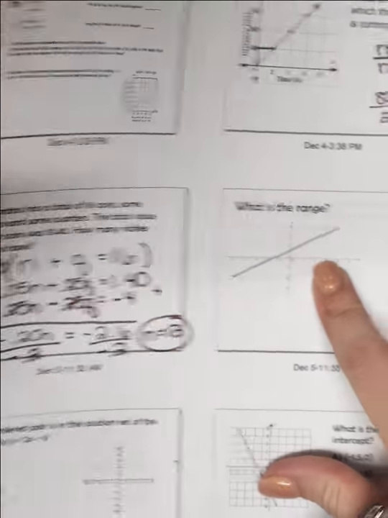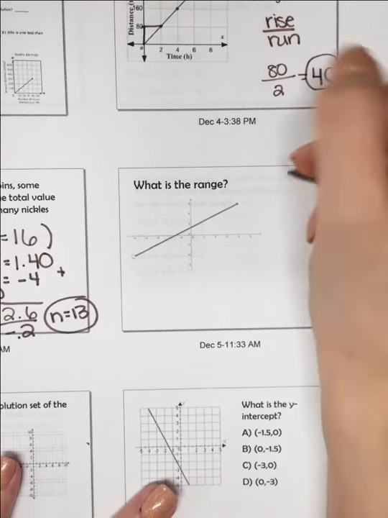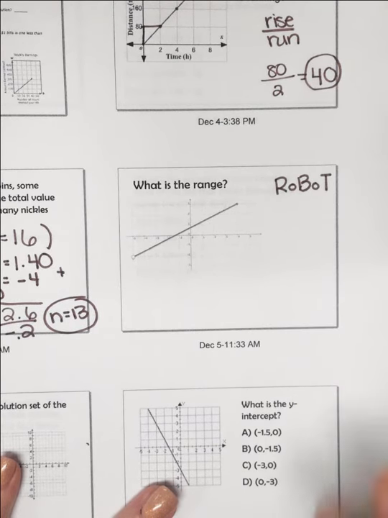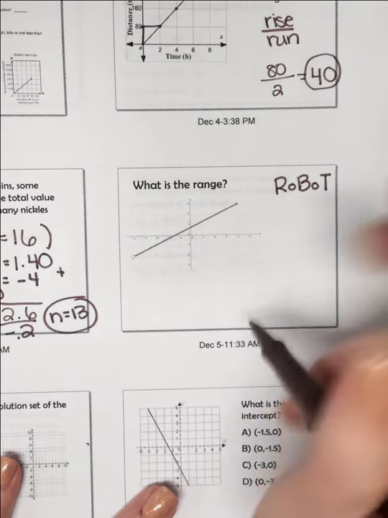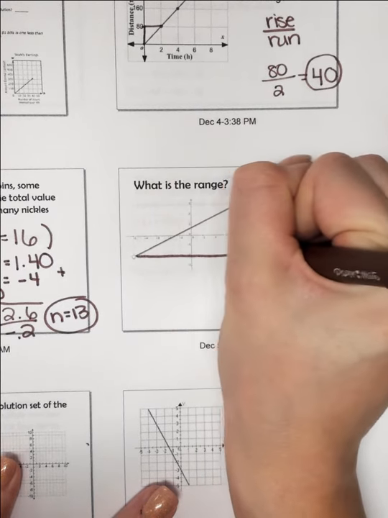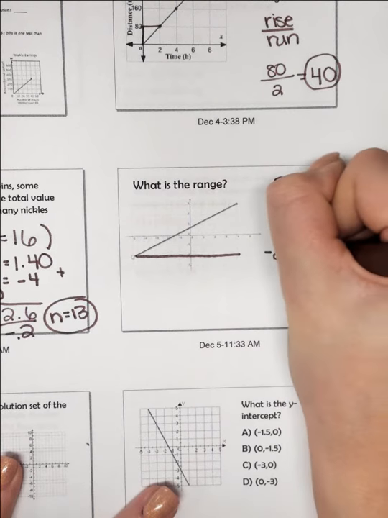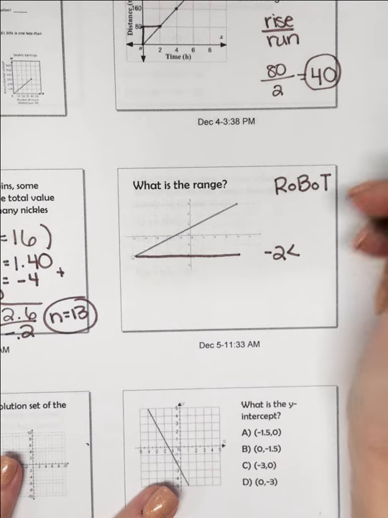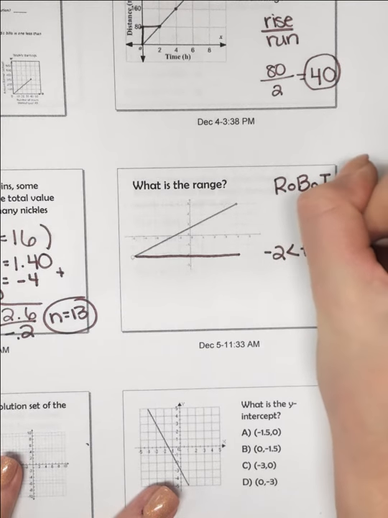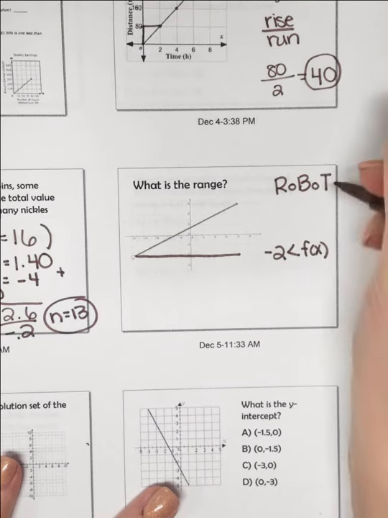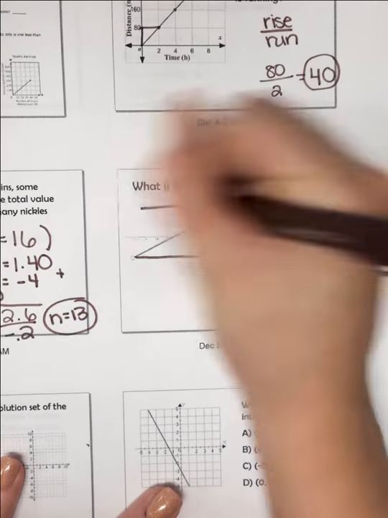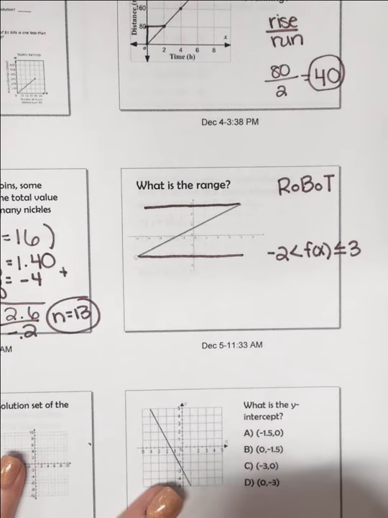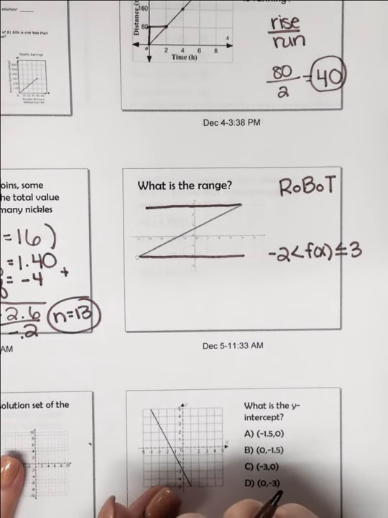Okay, range. This is just like the question we already talked about. Remember your robot. Range is bottom to top. The bottom is here at negative 2. I'm not going to put the line because it's an open circle. And instead of y, we can use f of x. The top is at 3. This time I am closing the circle because it's a closed circle.